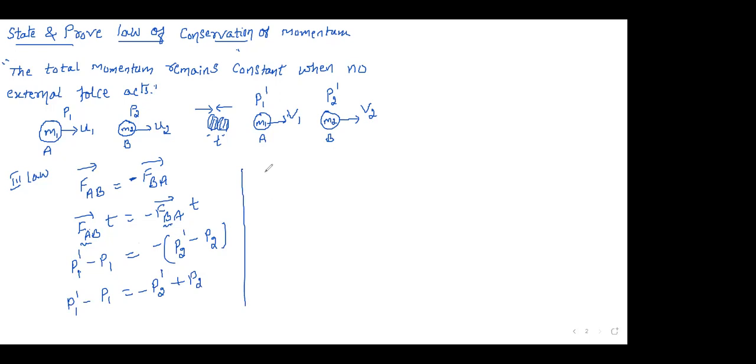On shifting the terms, I can write P1 dash plus P2 dash is equal to P1 plus P2. So this is the total momentum after collision, and this is the total momentum before collision. So the total momentum before collision and the total momentum after collision are equal. So you can tell the total momentum remains constant.